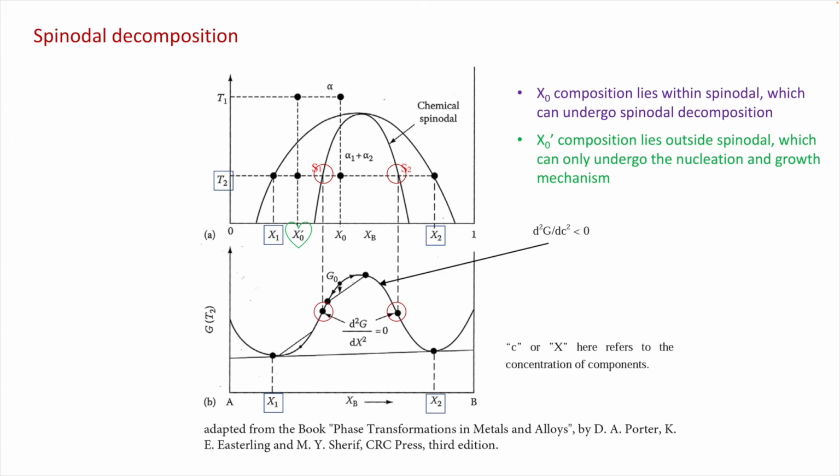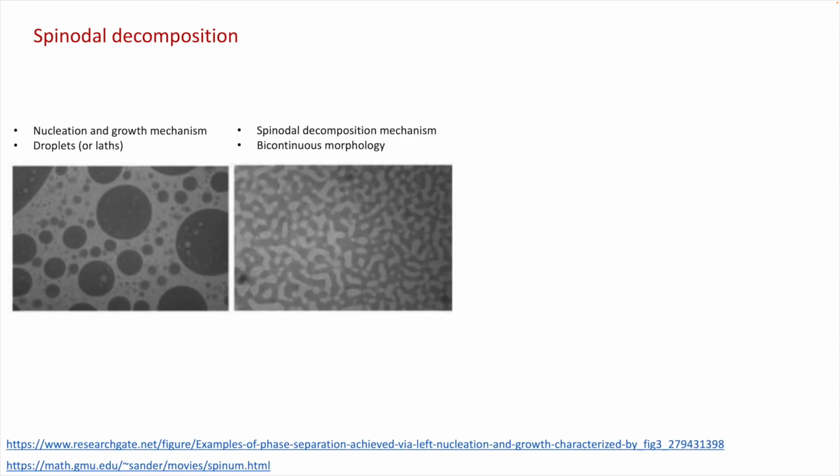Usually, just by looking at the microstructure, you'll be able to tell whether the system has undergone the classical nucleation and growth mechanism or the spinodal decomposition mechanism. In the classical nucleation and growth mechanism, the microstructure is either plates, laths, or droplets. In contrast, for spinodal decomposition, usually the microstructure exhibits the bicontinuous morphology.